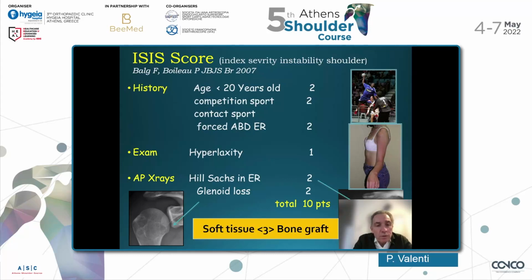And after analyzing this series, he proposed that the number 3 is a key point. Less than 3, he proposed a soft tissue Bankart, and more than 3, he considers that a bone graft is necessary.